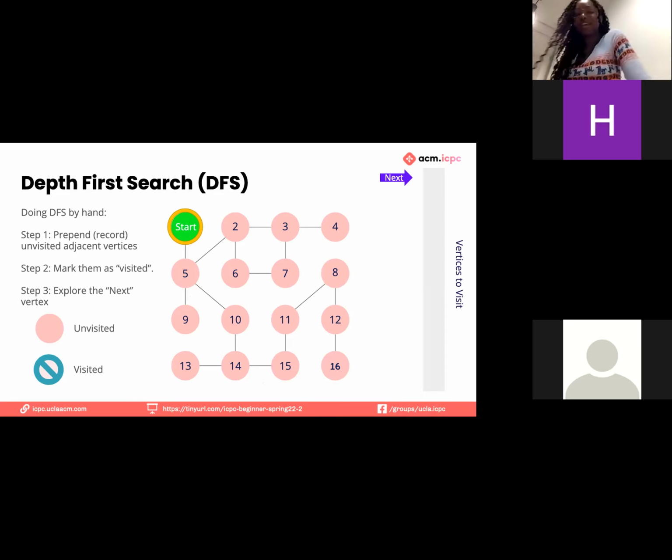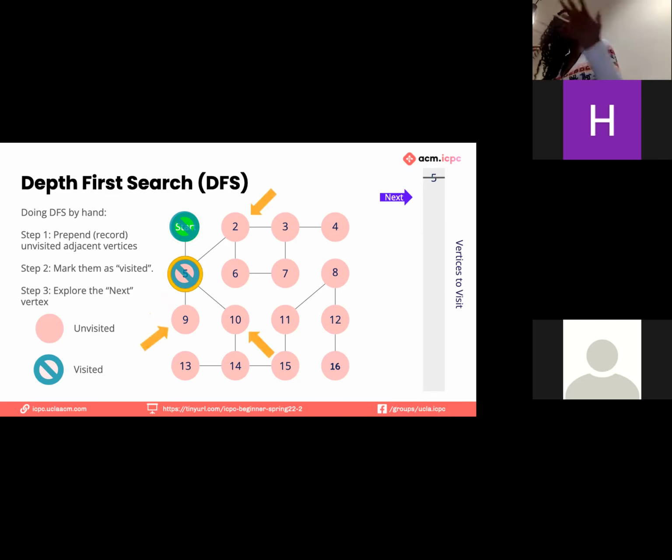All right, so we start again with our start vertex, and we'll say what's adjacent to it, what do we know exists? We know 5 does, we want to put it in our list. All right, so it's 5 there, yes it is. Okay, great. And then we will say, great, we've looked at 5. Now we want to find what are its adjacent vertices. You see 2, 9, and 10. Thus far, it's still pretty similar to BFS.